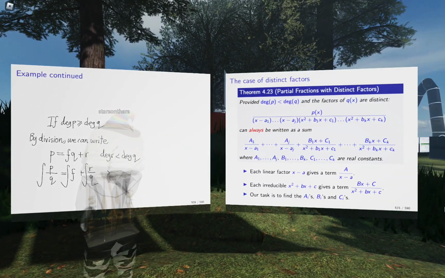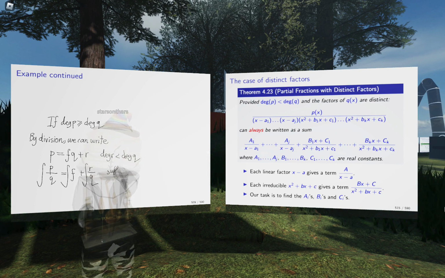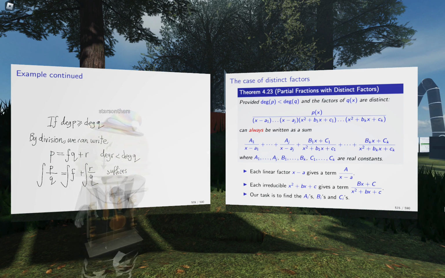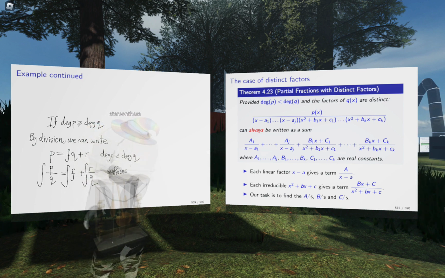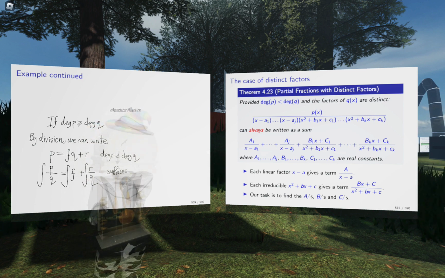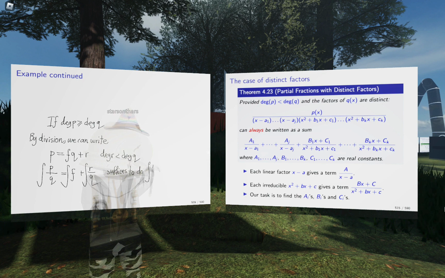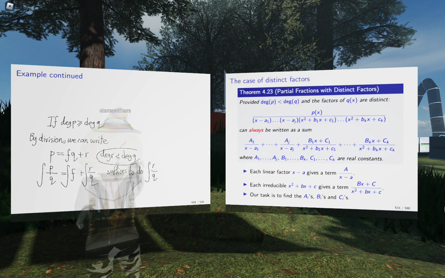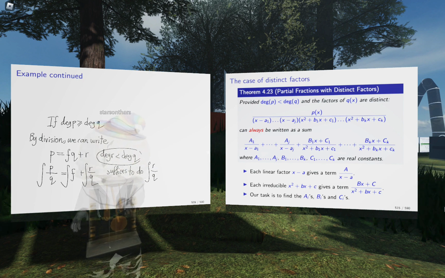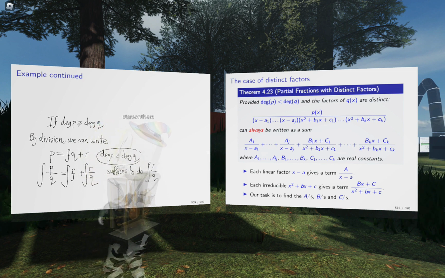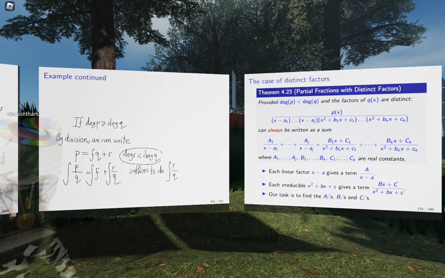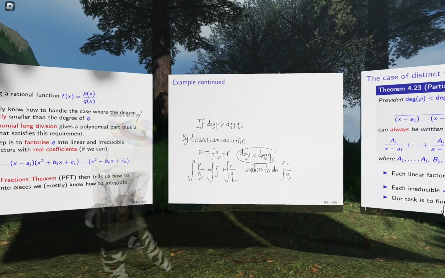So it suffices to work out the integral of p on q, which is a general ratio, where the degree of p is greater than or equal to the degree of q. It suffices to do integrals of this form, which have this property: the degree of the numerator is less than the degree of the denominator. And that's what this says, right? That's the reason why that's true.